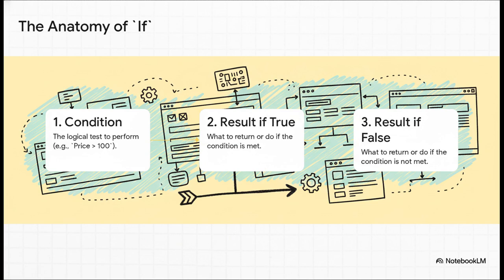And if you break it down, it's always just these three parts. First, you've got your test, the condition. Like, is the price greater than 100? Second, what happens if that's true? And third, what happens if it's false? That's all there is to it. Condition, true result, false result.